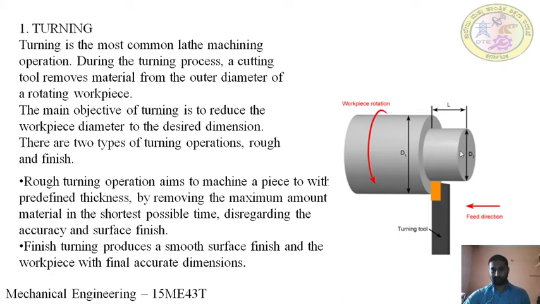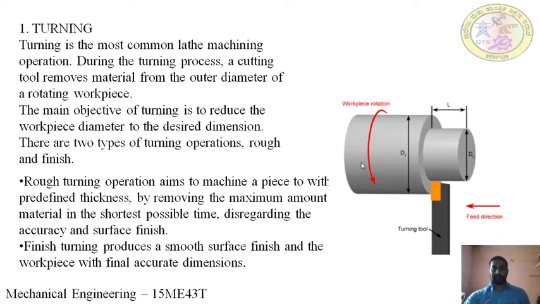You can see here, the outer diameter is removed from the workpiece by moving the tool in a longitudinal direction and giving the feed perpendicular to the axis of the workpiece. First, we have to give the feed perpendicular to the axis of rotation of the workpiece, and then it has to move longitudinally across the workpiece. It will start removing the material.